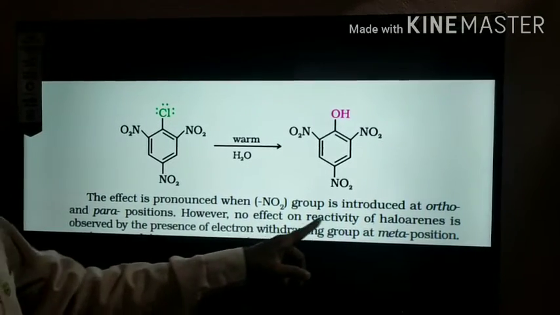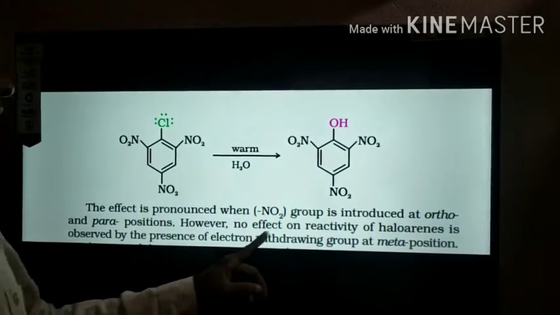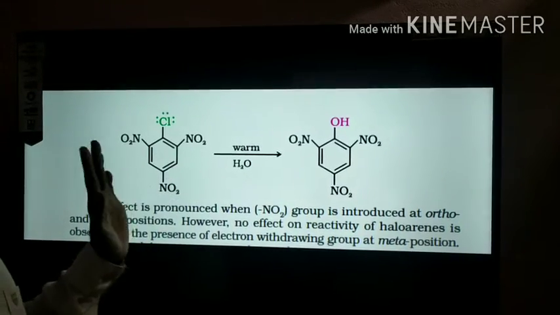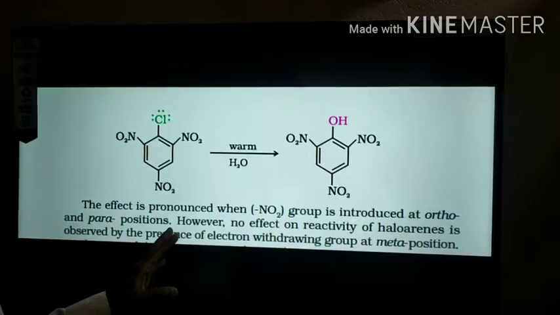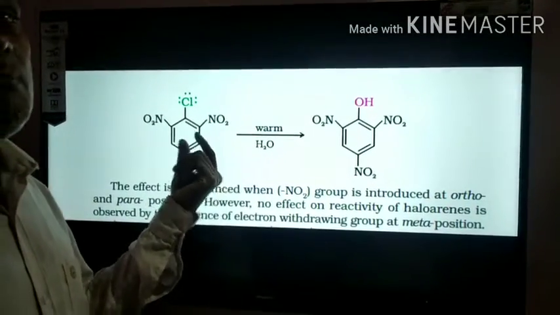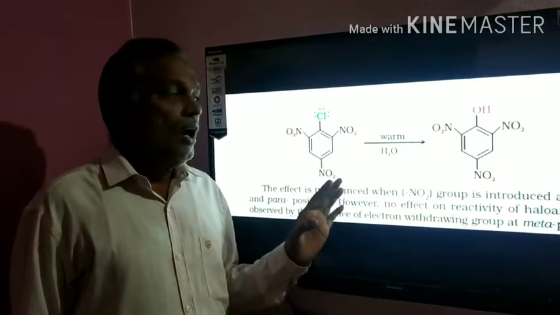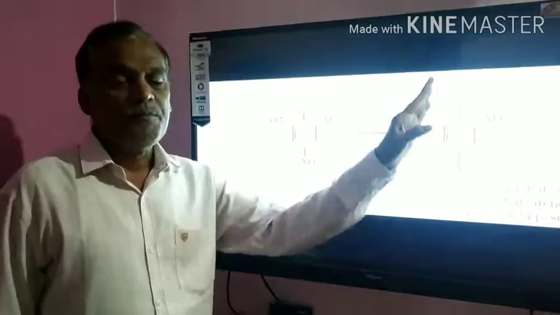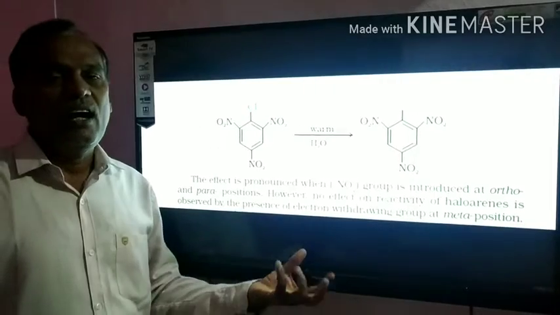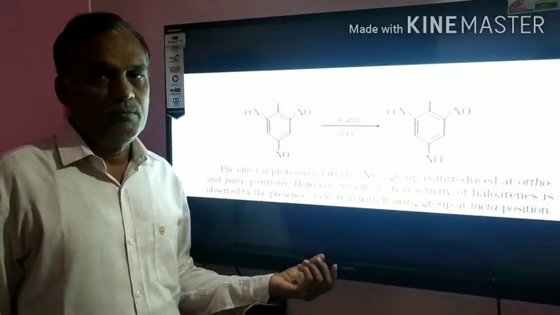However, no effect on the reactivity of haloarenes is observed by the presence of an electron withdrawing group at the meta position. If an electron withdrawing group is there, no reaction will take place at the meta position. Generally, substitution will take place at the ortho and para positions only. Out of these two, the para position, due to symmetry, gives the main product. That point we also have to observe.